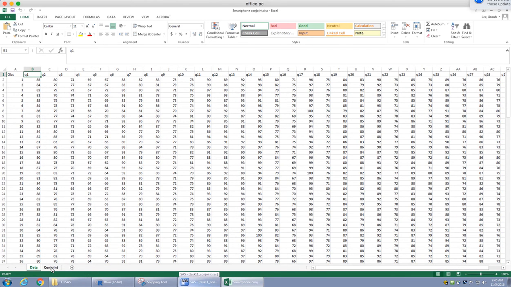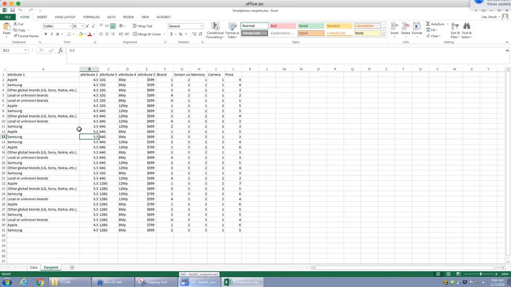And what were the conjoint for those 30 questions? So it was as above. Now, you probably noticed that as a brand, you can select Samsung, Apple, or other global brands or local or unknown brands. As for screen size, you have 3.5 inch, 4.5 inch, and 5.5 inch. As the third attribute, you have the memory size, which is 32 gig, 64 gig, and 128 gig. And for the camera, you have 8 megapixels or 12 megapixels. And for price, the price points were $299, $399, $499, $599, $699, $799 and $899.